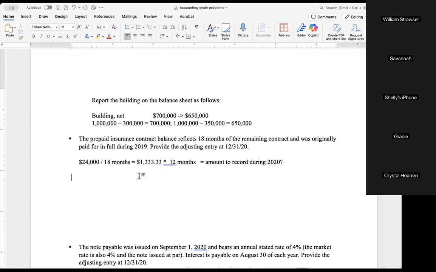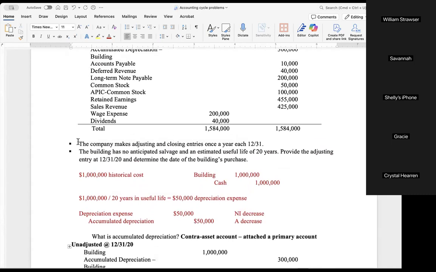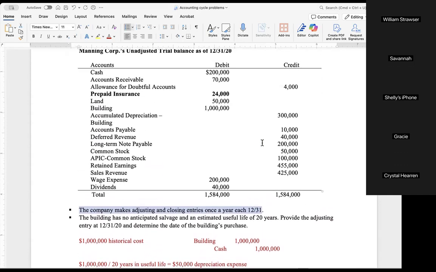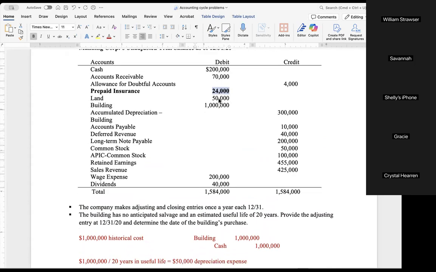So always remember we're talking about the accounting period. If the company is always making adjusting and closing entries once a year, then that means this was adjusted at the end of the prior year for the amount of time that had expired. This is now 18 months, but since it was adjusted at the end of the prior year, we're just worried about January 1st, 2020 to December 31st, 2020.